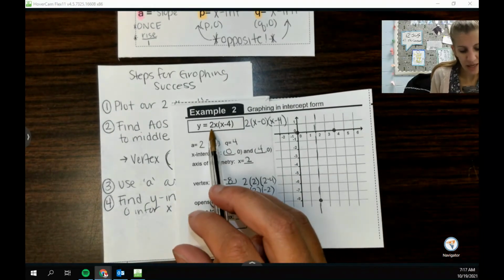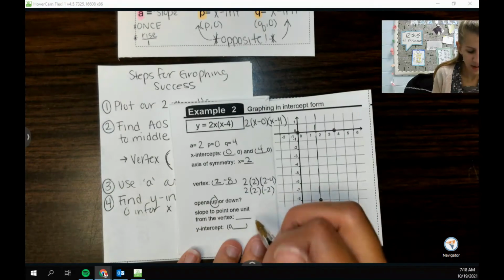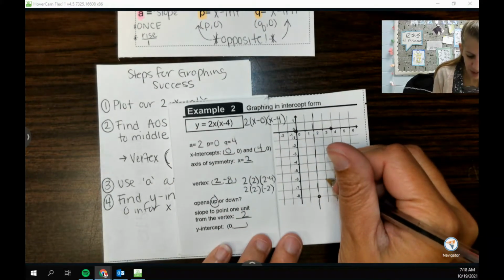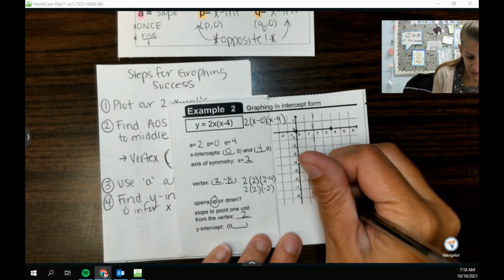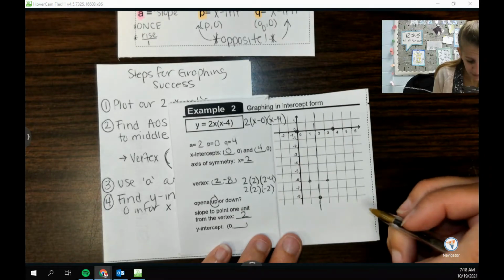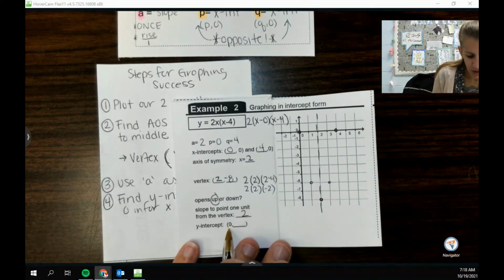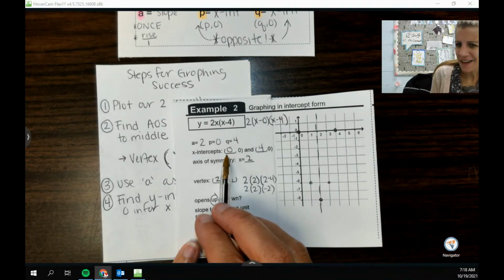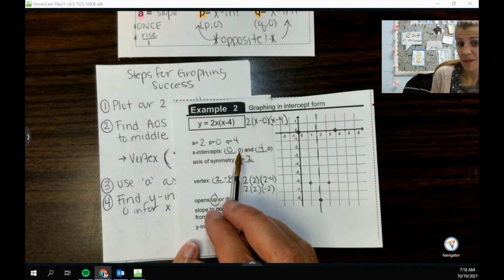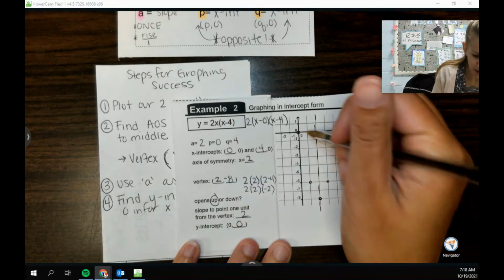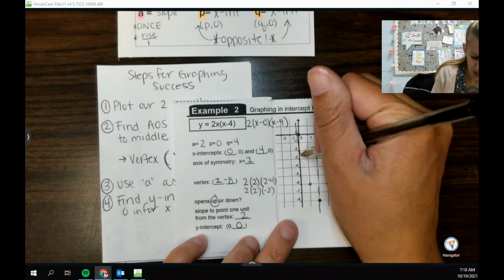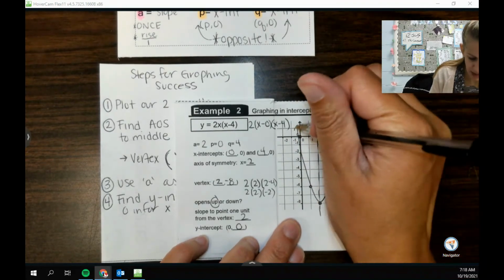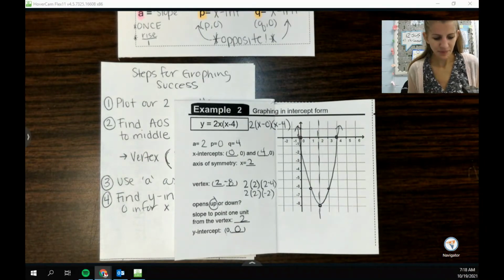Also, I knew that because we were positive. My slope to one point is 2. So from here, I can go up 2 over 1, and I can flip it over and put it on the other side. Then my y-intercept is when I plug in 0, but I think I already have that point. 0 comma 0 is right here. So again, I don't get an extra point, but that's okay. We still have 5, and we can still see our parabola. Cool.